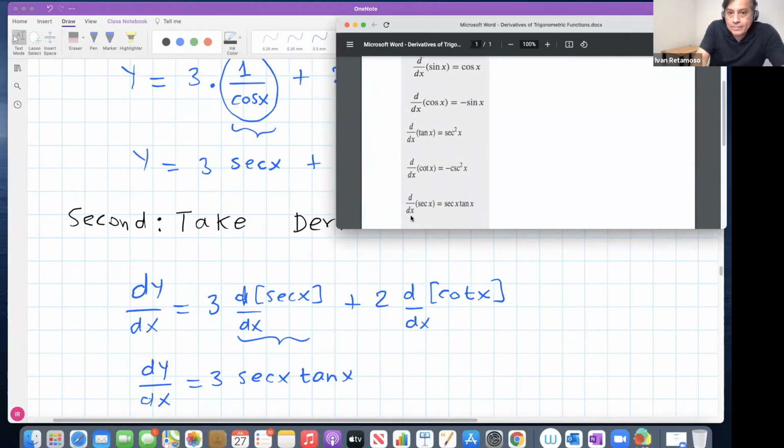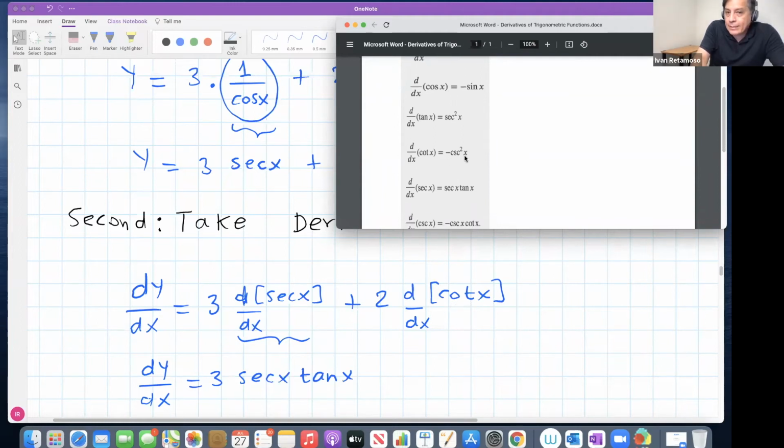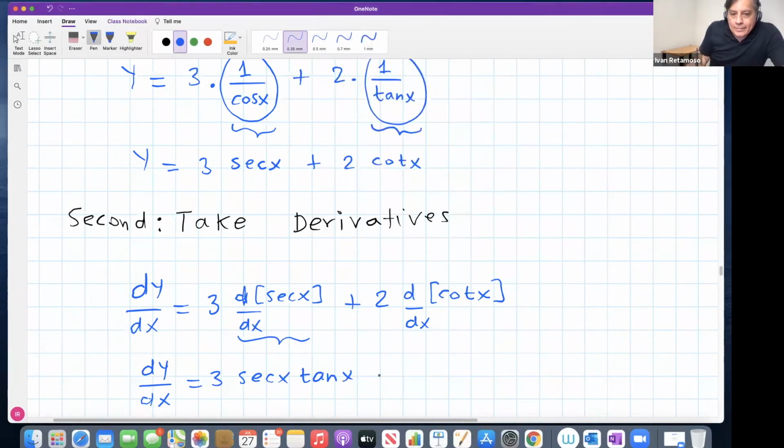Derivative of secant multiplied by tangent, right? That's what I wrote here. And the derivative of cotangent, minus cosecant squared, is here. Minus cosecant squared, right? Just write it down. So plus, but this is minus, plus 2 multiplied by minus cosecant square of x, right?